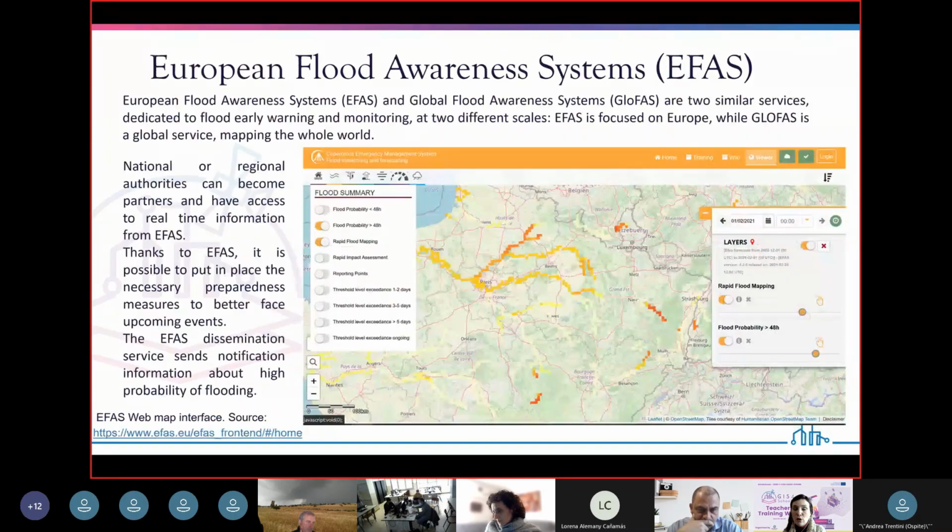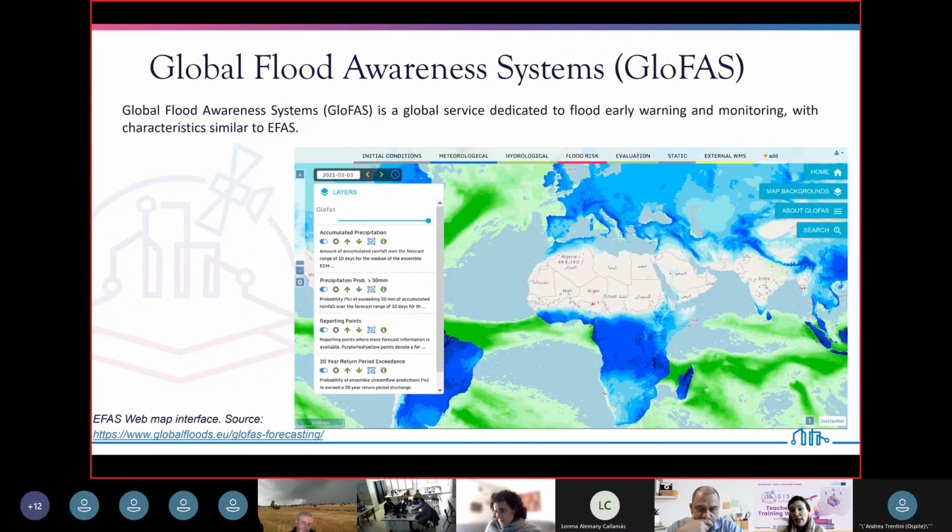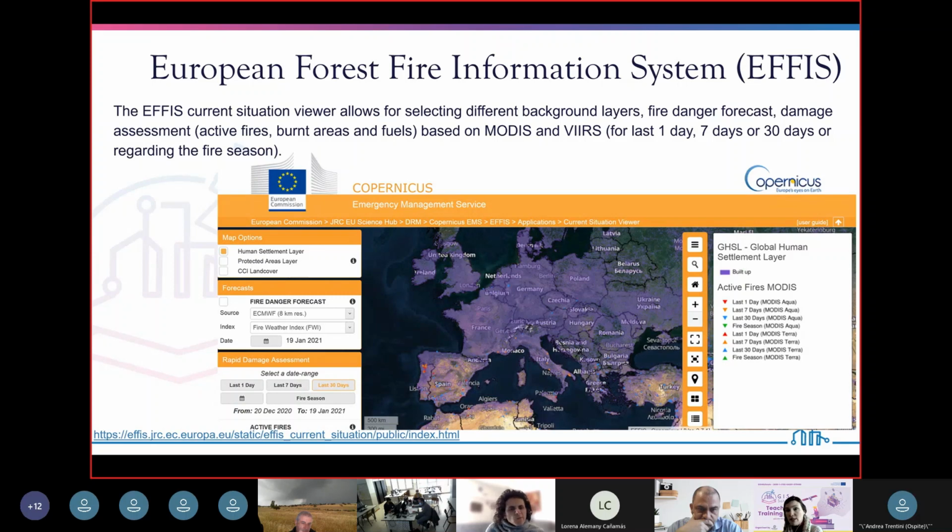The first two were warning and monitoring services with respect to floods. We have equivalent services with respect to fires. The European version of the service is called EFIS, European Forest Fire Information System. Here you see the web interface.